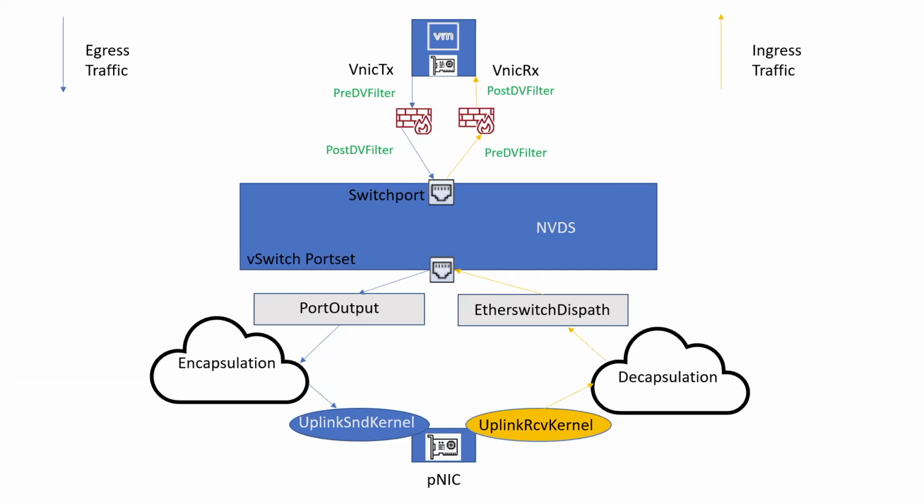Starting at the host VNIC for ingress traffic, we'll use the uplink receive kernel function to view the encapsulated packets as they are received on the uplink. From there, the packet is decapsulated, that is, the TEP IPs are removed, and then we can see post-decapsulation using the EtherSwitch dispatch parameter. Finally, for ingress traffic, we use the VNIC-RX function with the switch port ID again to see traffic being sent to the destination workload. You have the same options of pre and post DV filter to see how the DFW affects the traffic in question.